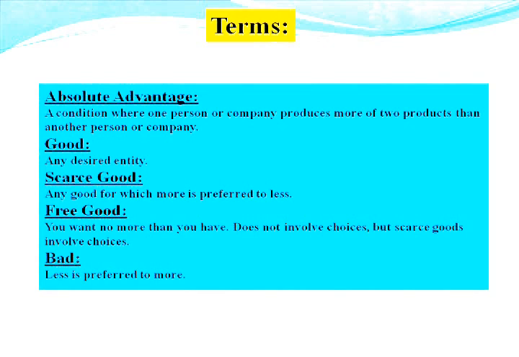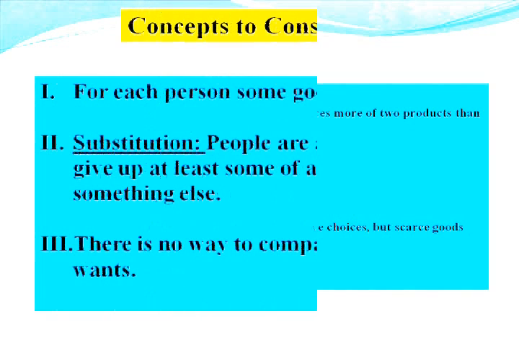Good. Any desired entity. Scarce good. Any good for which more is preferred to less. Free good. You want no more than you have. Does not involve choices, but scarce goods involve choices. Bad. Less is preferred to more.